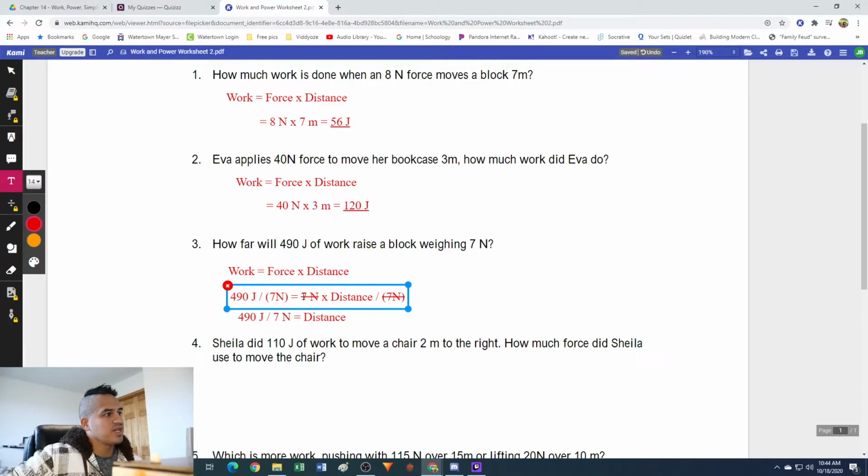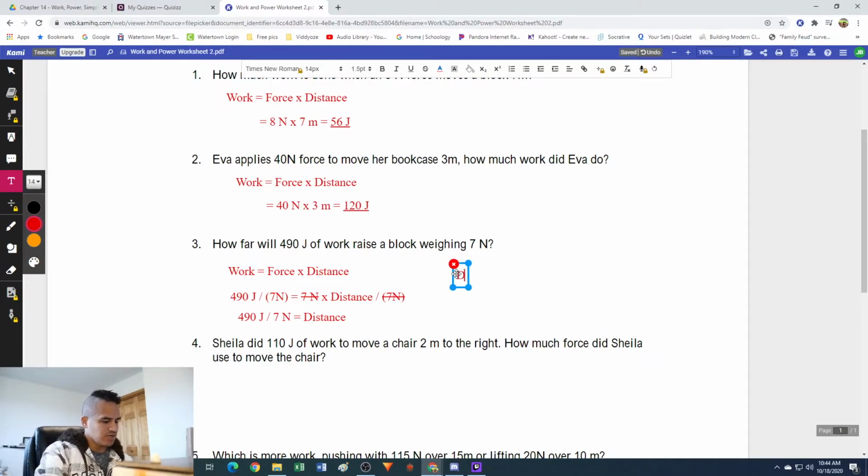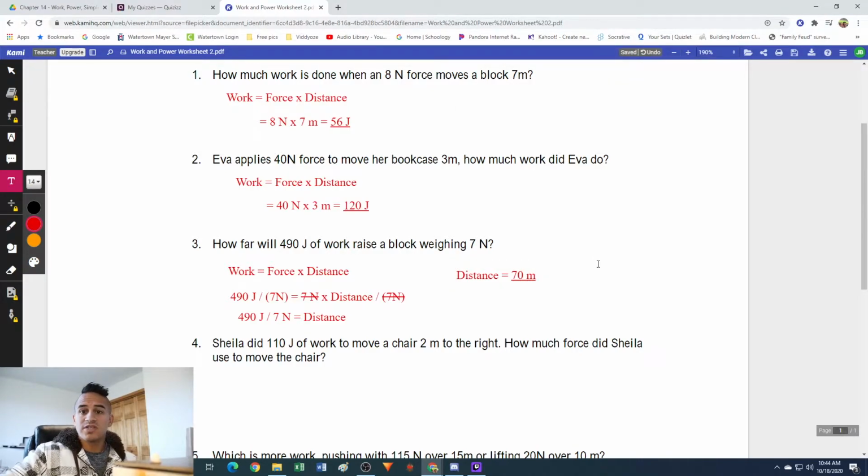All right, so on the right-hand side, these units of 7 newtons will be gone. We just have distance left. And on the left, we have 490 joules divided by 7 newtons. If we do that on a calculator, we will get a distance of 70 meters. So distance will be equal to 70 meters. Okay, and there we go. That's how we solve that one. So there may be some problems where you have to do a little bit of algebra, okay, in manipulating your equation, but hopefully you're able to do that.